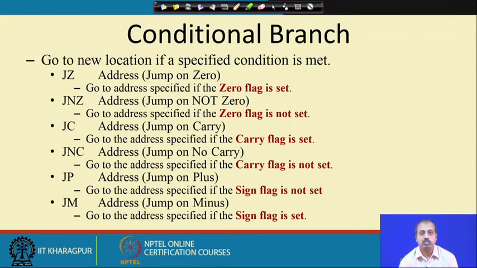Jump on carry: this is if, in the comparison, the first operand was larger, so the carry flag is set. Similarly, jump on no carry. Jump on plus, if the sign flag is not set, and jump on minus if the sign flag is set. So these are the various conditional jumps that we have in the case of 8085, using the carry, zero and sign flags.